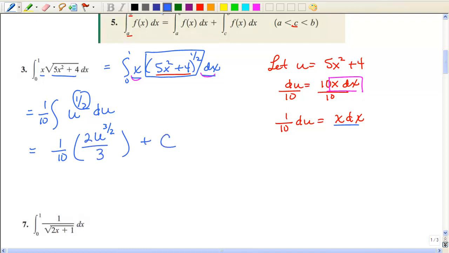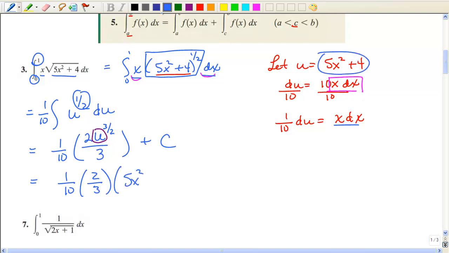Now usually we would put plus c if that's an indefinite integral, but we're not done. Let's go back and put in x, because these limits are in terms of x. So really what we have is 1/10 times 2/3 times u, which is 5x squared plus 4 to the 3/2 power. Now, since that's in terms of x, I'm going to evaluate that definite integral between 0 and 1. Let's see if we can clean up some of those fractions.